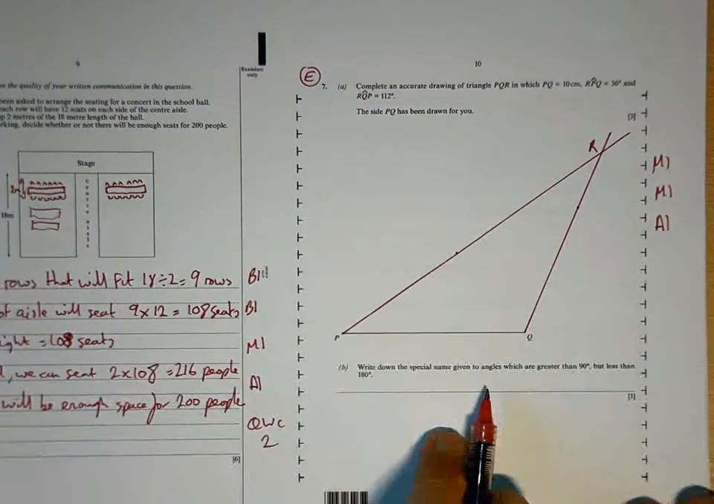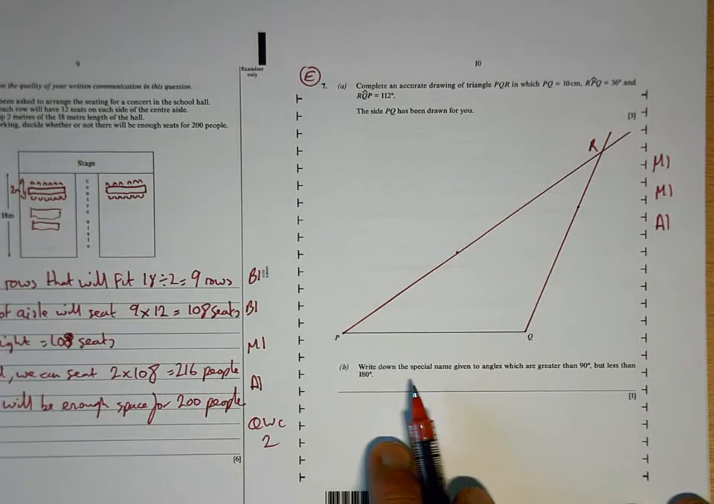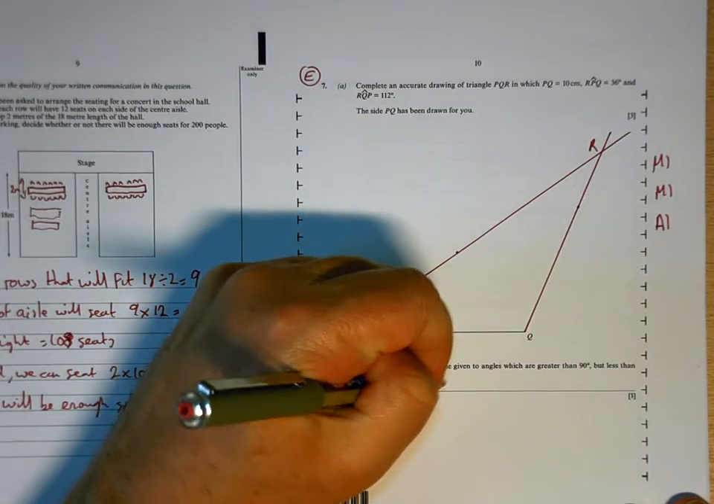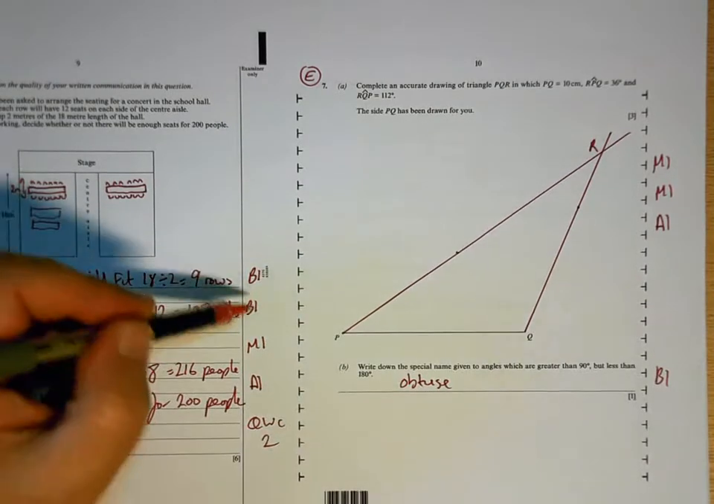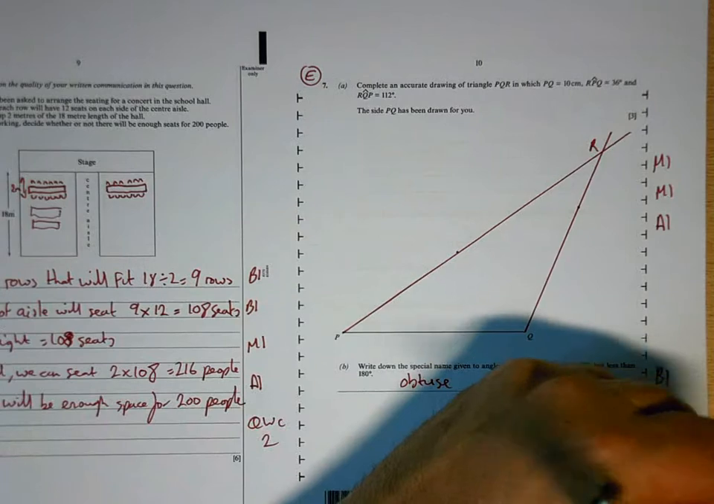Write down the special name given to angles that are greater than 90, but less than 180. You just mentioned that. That's what that angle is, and it's called an obtuse angle. So you'll have 1 mark for obtuse. 1, 2, 3, 4, 6, 10 marks for that page.